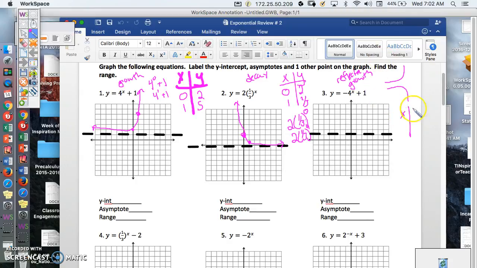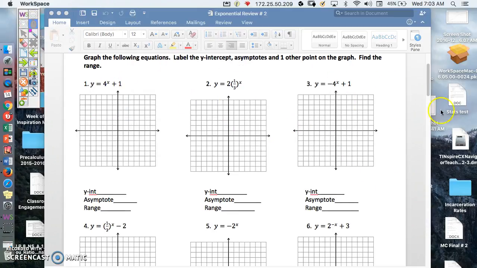Then let's see, if we make that XY table, 0, well, -4 to the 0 plus 1. Well, 4 to the 0 is 1, so -1 plus 1 is 0. So we have a coordinate at (0, 0). And -4 to the first plus 1, well, 4 to the first is 4, so -4 plus 1 is -3. So (1, -3). And we can see that it's that growth curve, but it has been reflected.